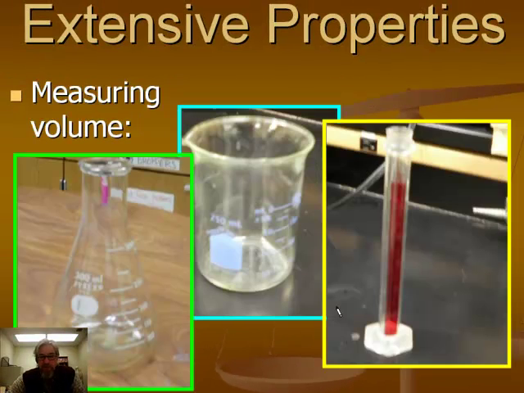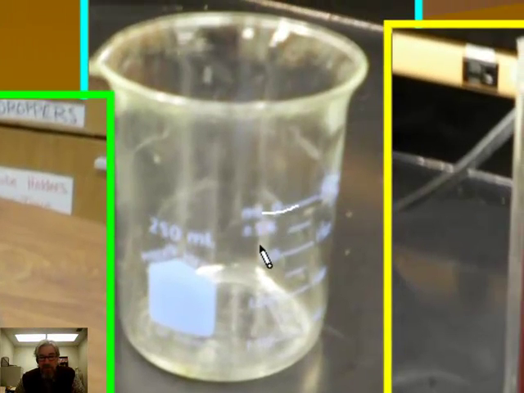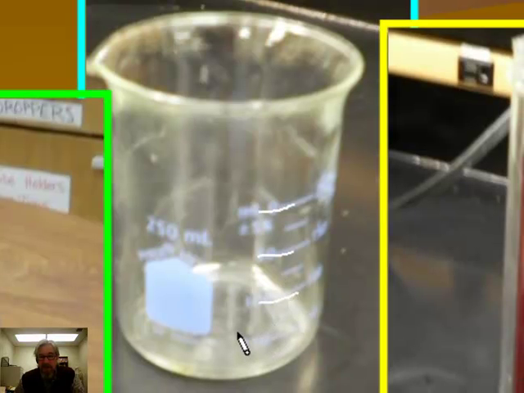We measure volume with various glassware in chemistry lab. If we don't have to be very precise, something like an Erlenmeyer flask, like this thing here, has got some measurements on there. That's not very precise. Same thing with beakers. There are measurements on there that can tell us roughly how much volume is in the beaker. If we need to be more precise, we have to use this tool. This is called a graduated cylinder, and the graduated cylinder can measure to the nearest milliliter or even more precisely.